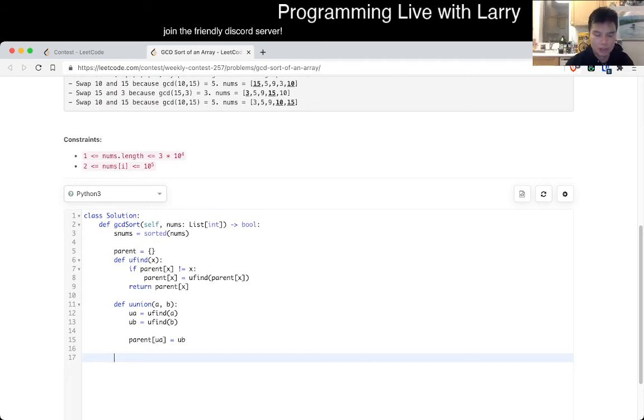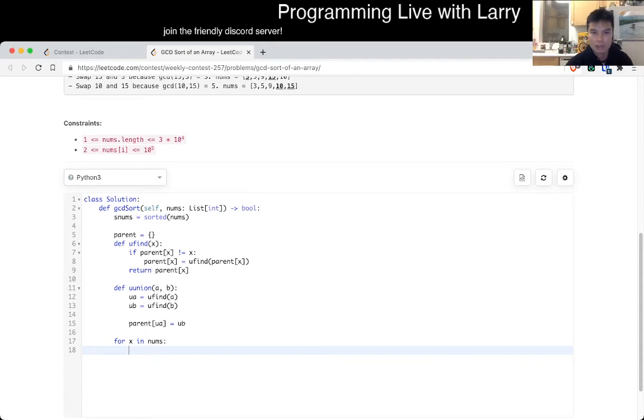we group them together, all the numbers for x in nums. We factorize. How many numbers are there? 30,000, is it? 3 times 10 to the 4th. I always forget. I always read this as sometimes 3,000 and I get in trouble. So okay, 30,000 times square root of 10 to the 5th. What is square root of 10 to the 5th? I'm just using a calculator, don't worry. It's 316, so 316 times 30,000 is 9 million. Yikes. Is that fast enough?